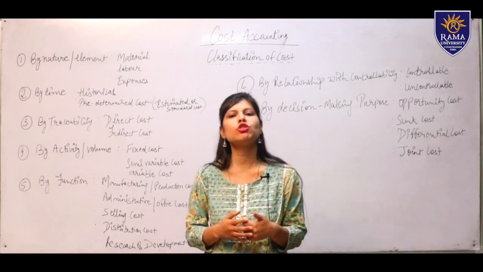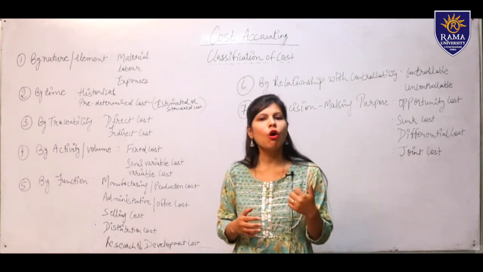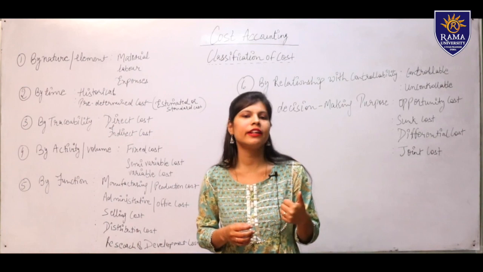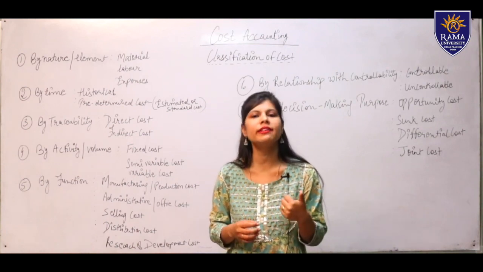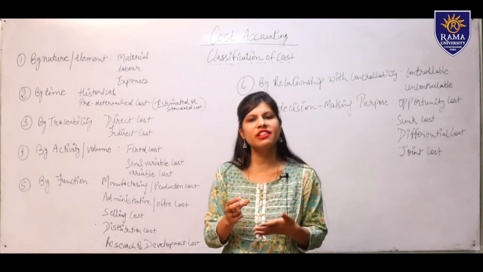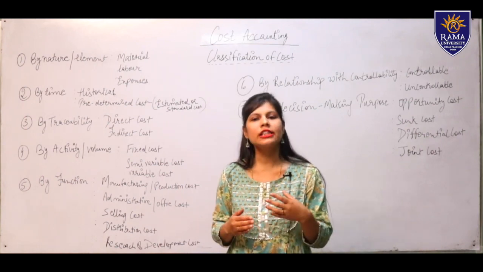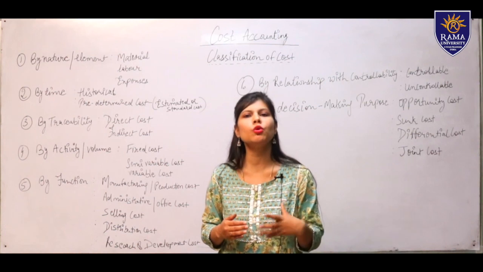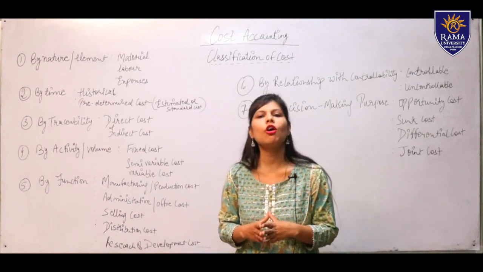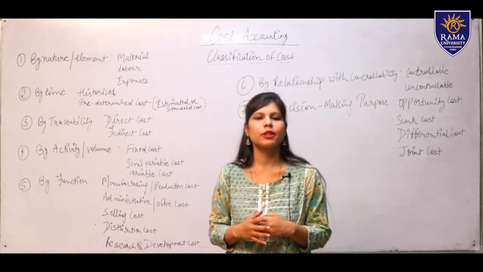For example, if we talk about the electricity bill, we all get an electricity bill in our houses, and we can see there is some amount which is fixed by the government, and the later units are charged on the basis of the units you are using. So this is called semi-variable cost.